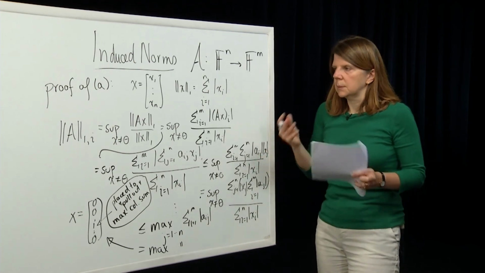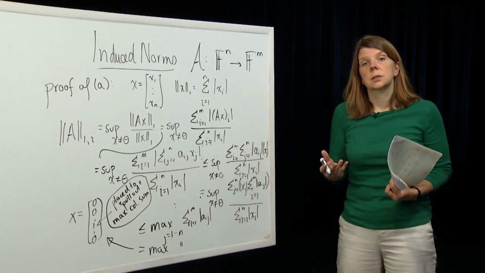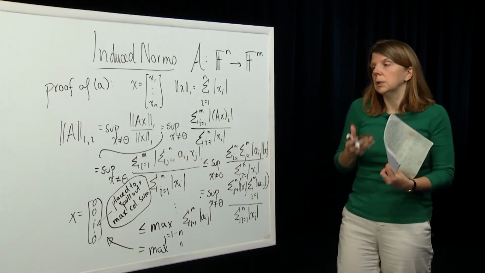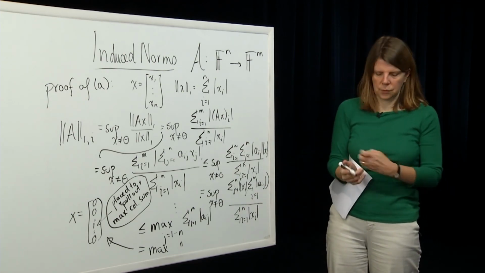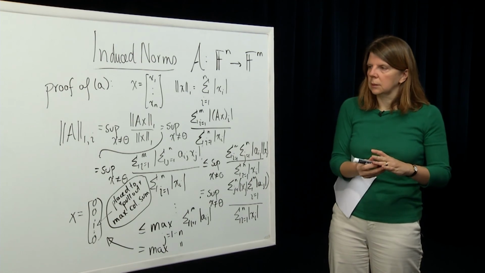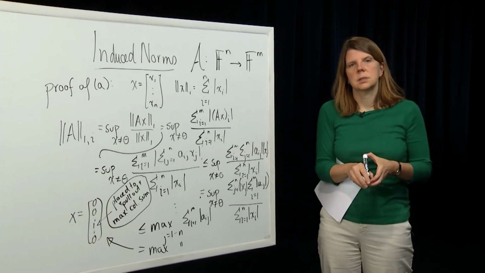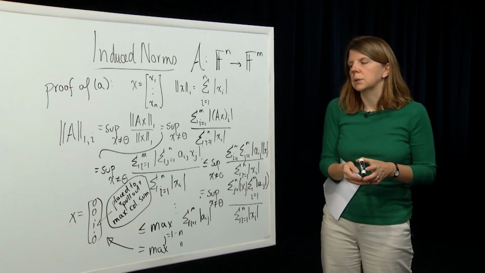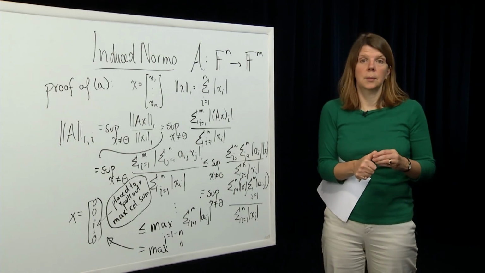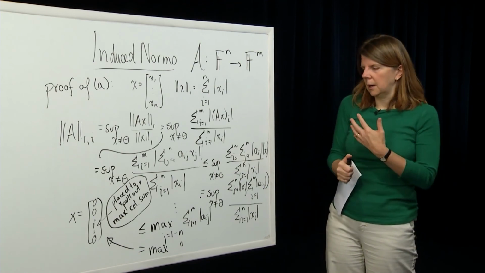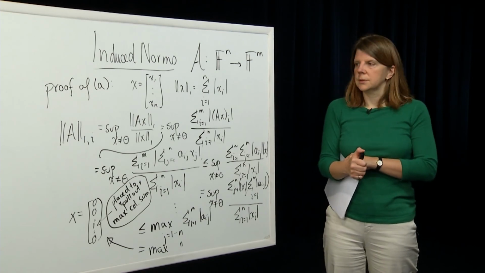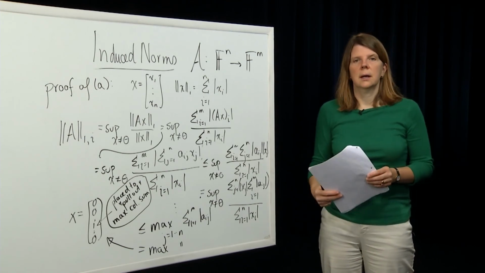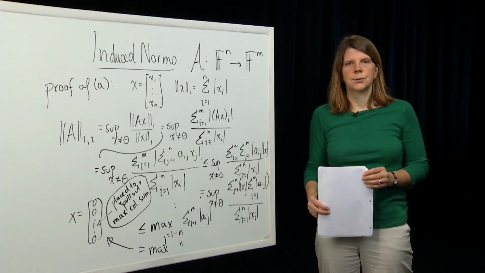Typically when we use matrix norms, we could use general matrix norms like the Frobenius norm, for example, but really the most popular norms that we use for matrices are the induced two norm, the induced one norm, and the induced infinity norm. They're easy to calculate and they're easy to use. And so that concludes this lecture, this module on induced norms.